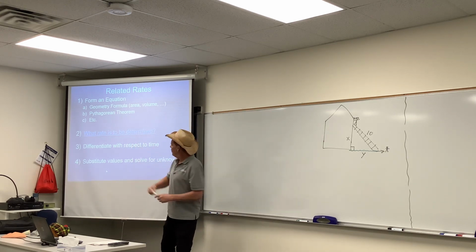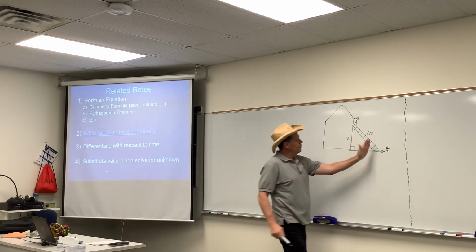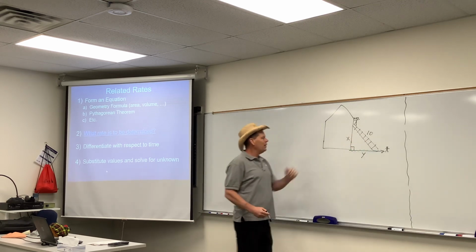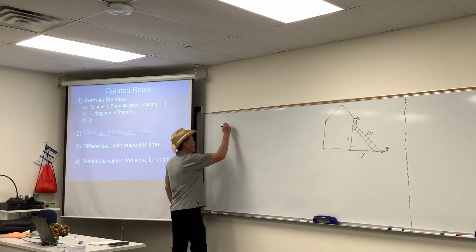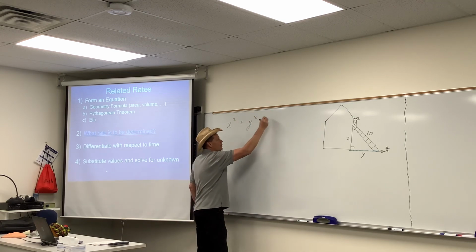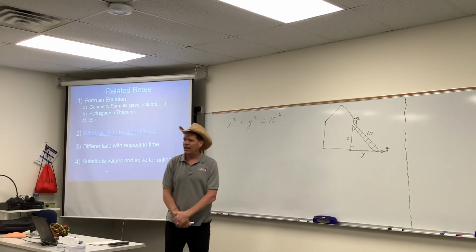But if we apply the Pythagorean theorem, because that's the triangle we're looking at, a right triangle, whereby the ladder would be the hypotenuse, as you recall. Well, then, this would set up as the equation x squared plus y squared equals 10 squared. Is that what you guys all got when you set that up?